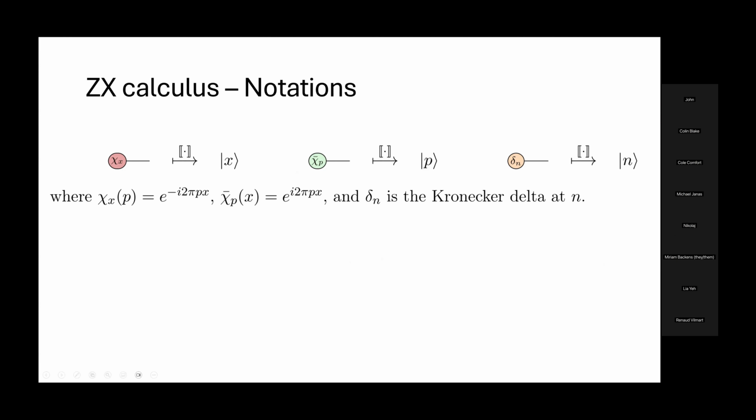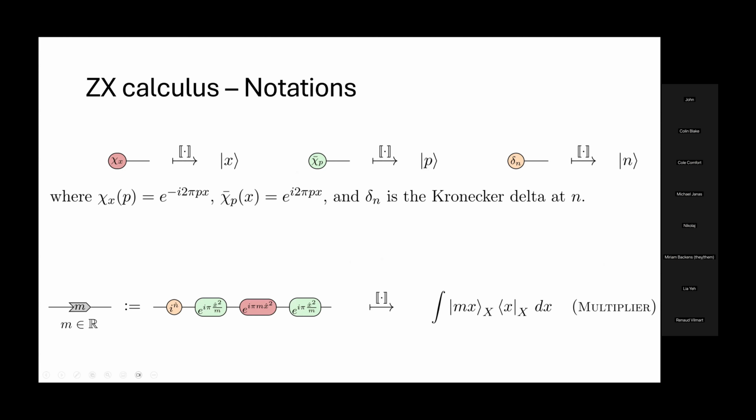Okay, some more notation. We can define this multiplier. The multiplier is this arrow with m labeled, m a real number. It's defined like this, but what it does is if I input ket x, it multiplies by m. So for input x, it gives me state mx. That's why it's called a multiplier.